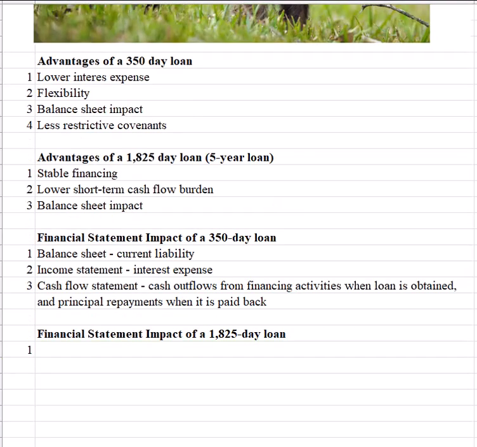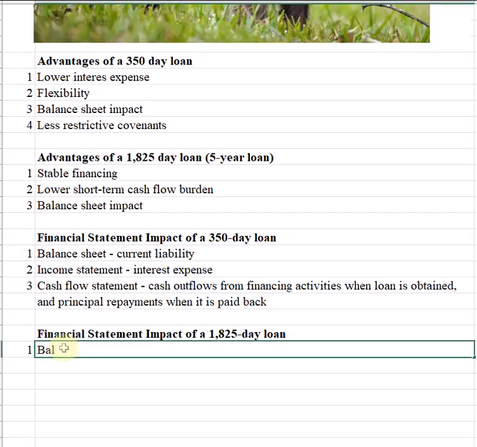Okay, now let's look at the financial statement impact of the longer term, the 5-year or 1,825-day loan. Look at the same areas. On the balance sheet, it's going to be recorded as a long-term liability, right? It won't be paid back for greater than a year, so it's going to show up under long-term. Now, there will be a portion due within the year as we prepare financial statements, right? You have to take that portion that will be paid back within a year and show that as a current liability, as the current portion of long-term debt. But initially, it's all going to show up as long-term liability.